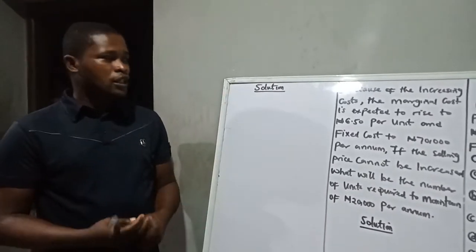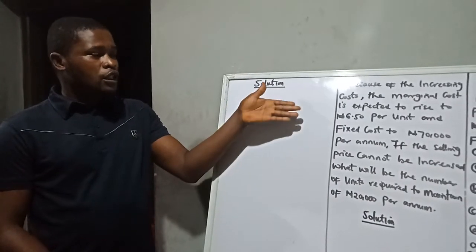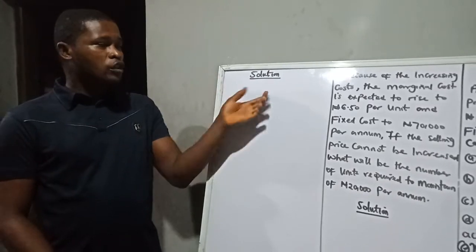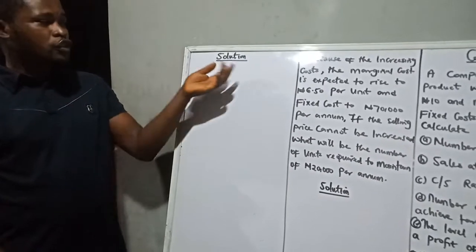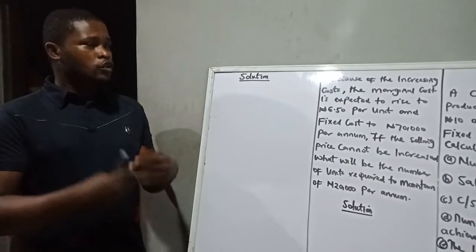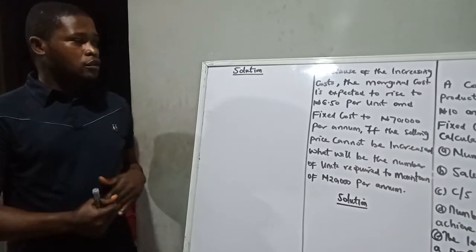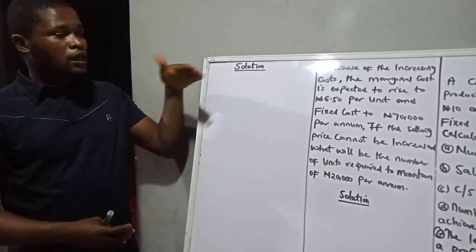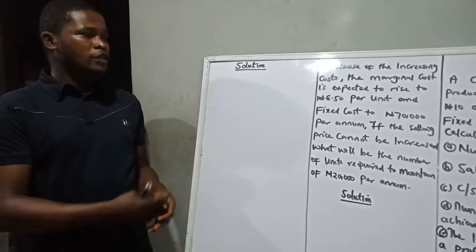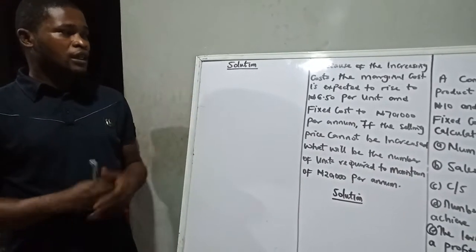Then we talked about the limitations. The selling price is not always known and constant. The fixed cost is also not always known and constant. And stocks are valued at marginal cost, but in most cases stock can be valued at absorption, so it's not always correct.